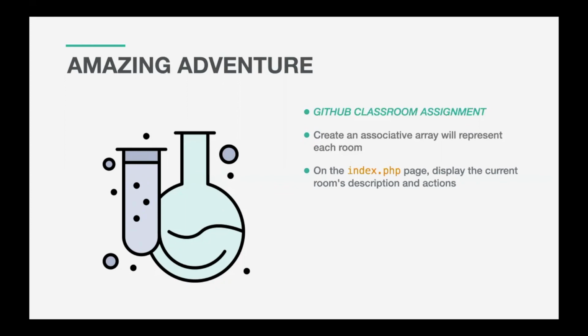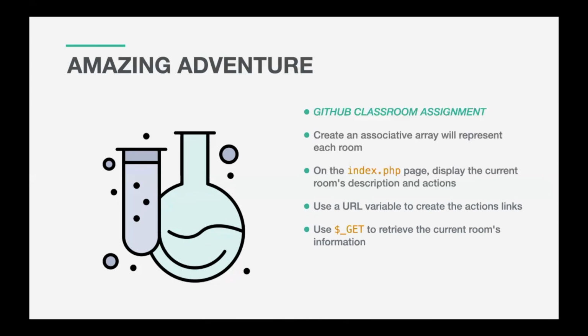And then on the index page, you'll display the current room description as well as a set of actions to move through the different rooms. We'll use the URL variables to create the different action links. So each room will be represented by the query string. And then we'll use the $_GET to retrieve each current room's information. Submit your repository URL to Brightspace, and this is due June 10th next week.